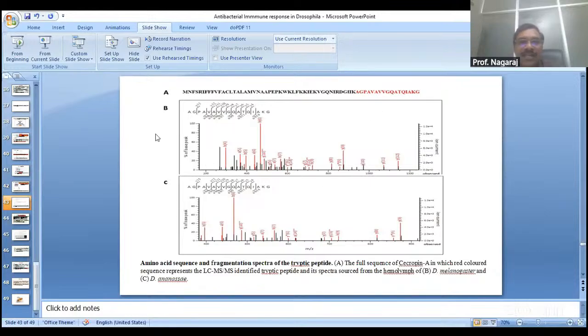We could identify these amino acid sequences which are of these 6 kilodaltons. We could see this, and in the database we could blast it, and then we could identify this molecule, what is called a cecropin A, in which the red colored sequence represents the tryptic peptide, and its spectra sourced from the hemolymph of melanogaster and NNSA species.